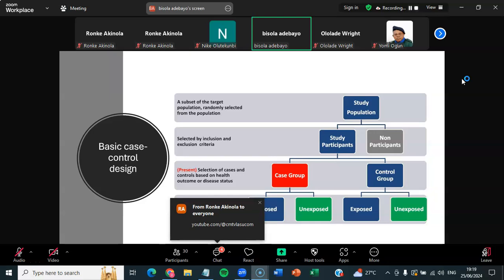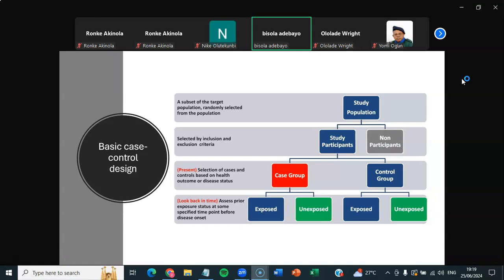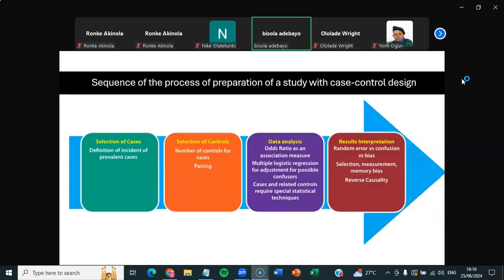It won't be appropriate to come and select our controls from somewhere very far in Oshodi and say just because it's Oshodi, maybe we go to Bolade. As much as possible, there should be people from the same locality, with similar kinds of exposures and lifestyle, but they do not have the outcome of interest. So this is the general sequence.